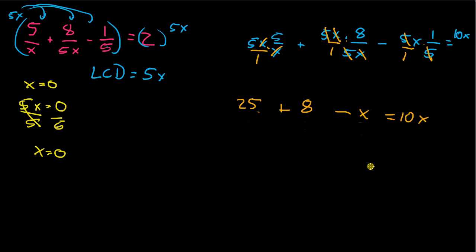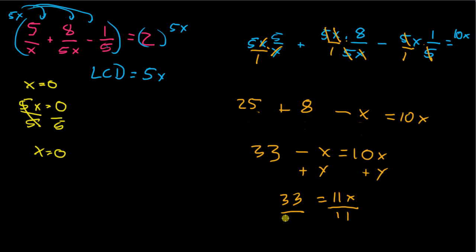Cool. And so now 25 plus 8 is, well, that's what, 33? Hope I did that right, otherwise it's going to be embarrassing. Minus x equals 10x. If I add x to both sides, it's going to be 33 equals 11x. Divide both sides by 11. 11's cancel, giving me 3 equals x, or x equals 3.